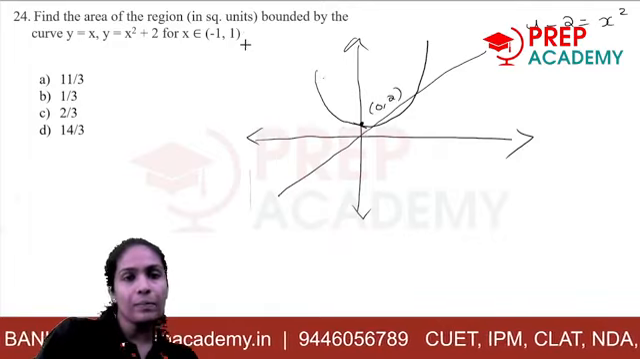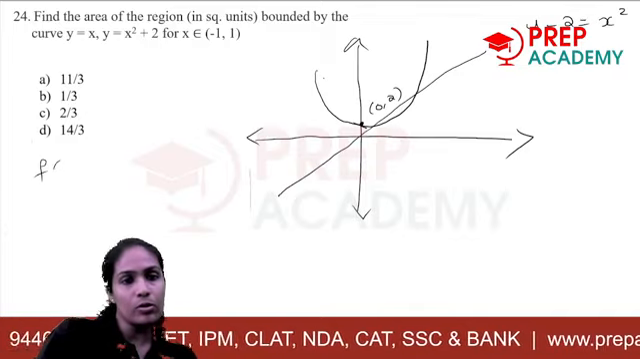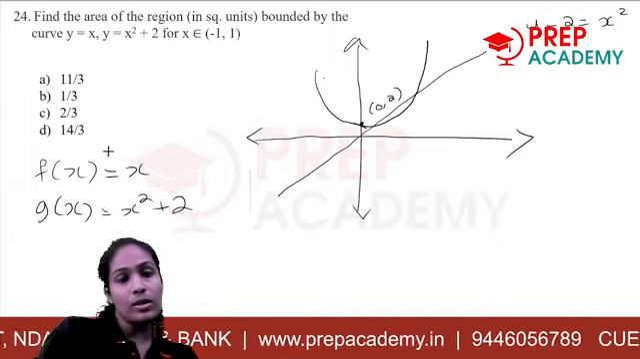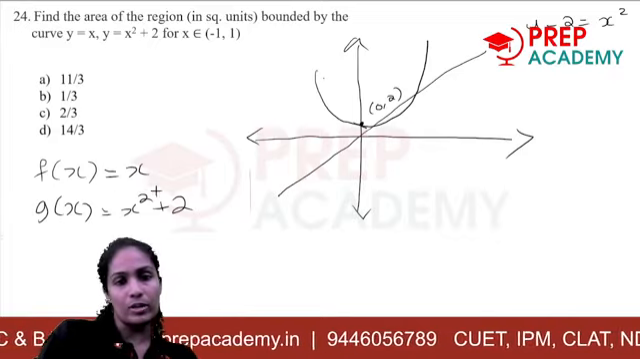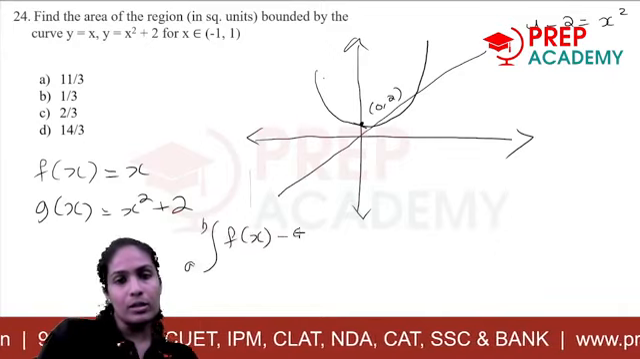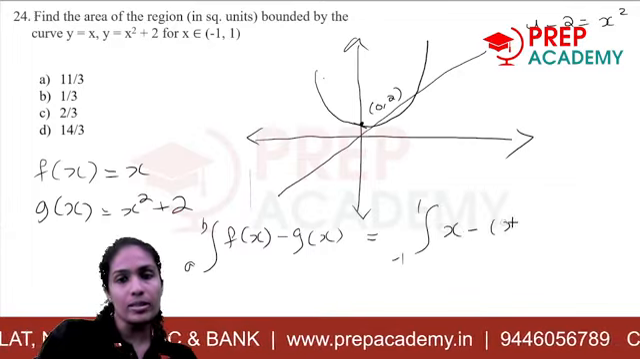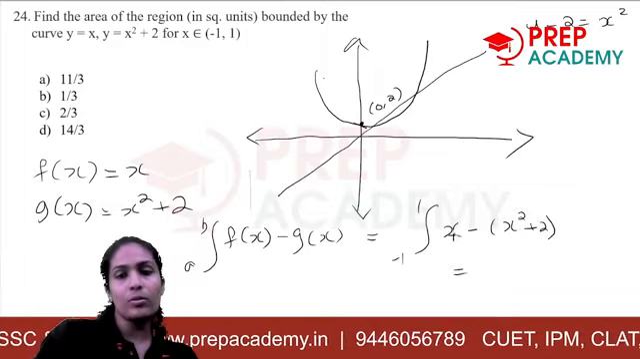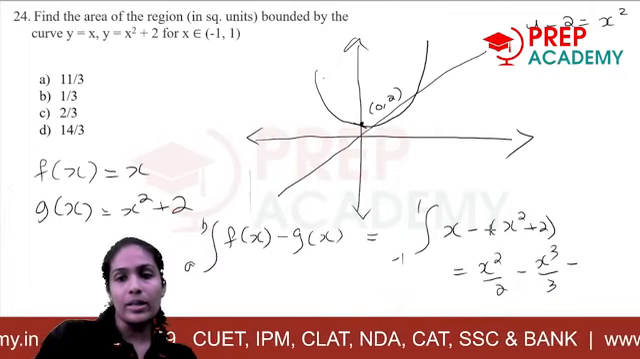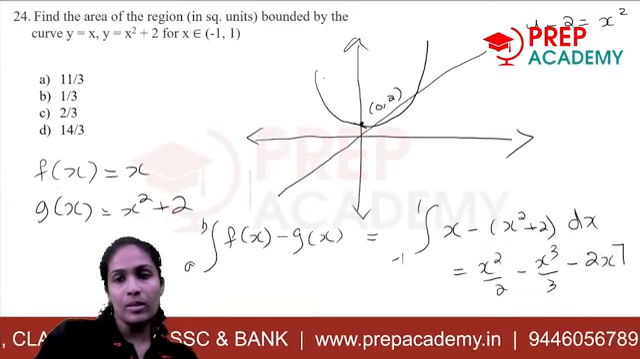So here there are two curves, f of x and g of x. f of x is y equal to x, and g of x is x square plus 2. The upper curve is denoted by f of x and the lower curve is g of x. The area between two curves is the integral from a to b of f of x minus g of x. Here the limit is from minus 1 to 1. So the integral from minus 1 to 1 of x minus x square plus 2, which is x square by 2 minus x cube by 3 minus 2x, in the limits minus 1 to 1.